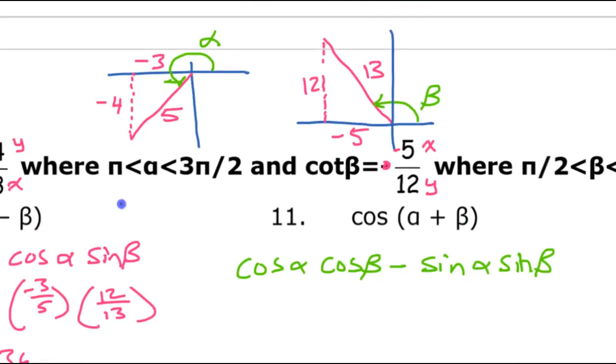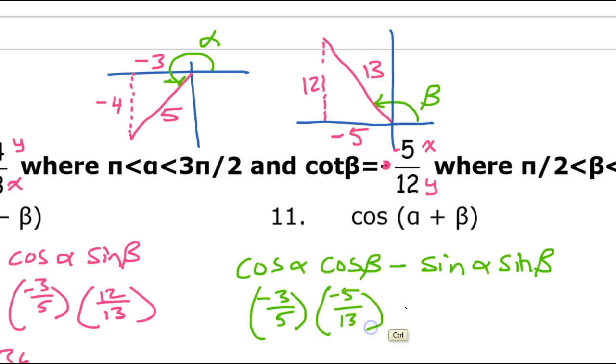Okay, so let's see, cosine of alpha, so that's negative 3 over 5. Cosine beta, that's negative 5 over 13. Minus sine alpha, so that's negative 4 over 5. Sine beta, 12 over 13.